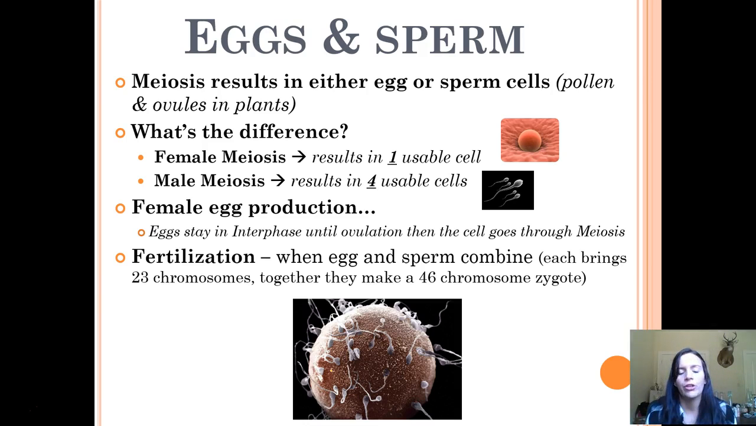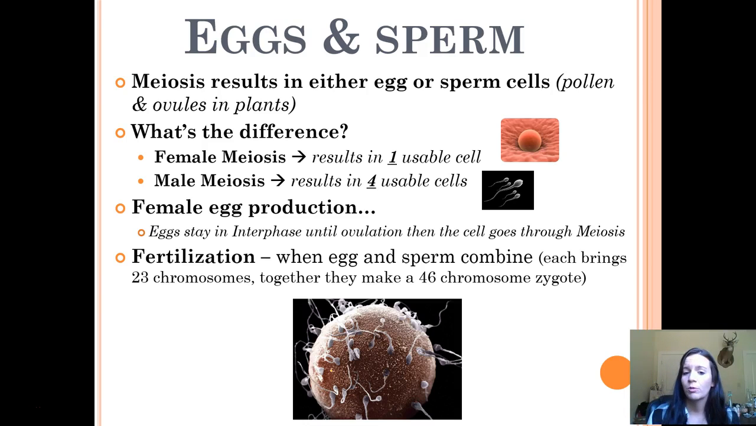It's also important to note that in female egg production, the egg is going to stay in interphase until ovulation, which is then when the cell goes through meiosis. And as you know, ovulation starts at puberty. So females are born with all the eggs they're ever going to have, but they don't go through meiosis until you reach that certain point in your life.